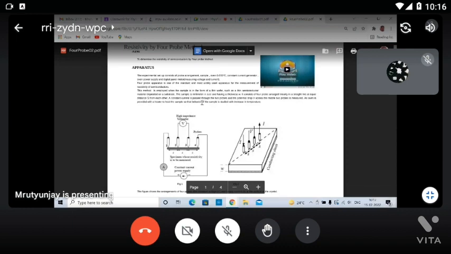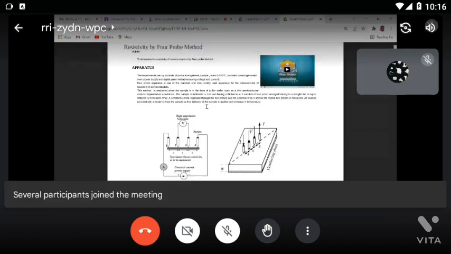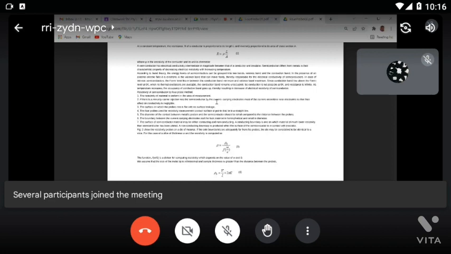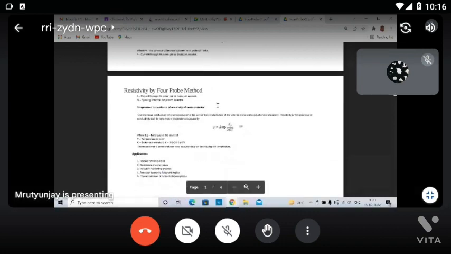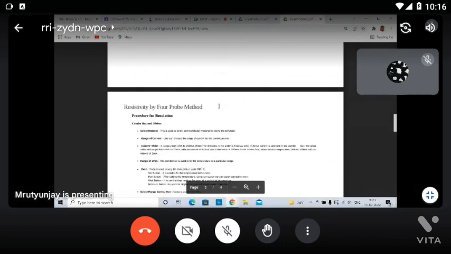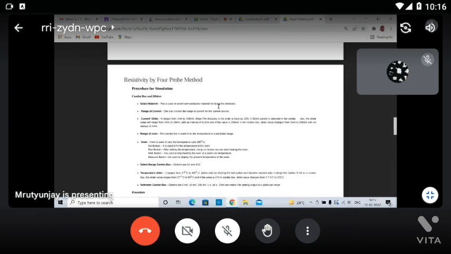So first of all, the aim of the experiment is over. Then in case of apparatus required, the names of the apparatus are already written. I'm showing you.